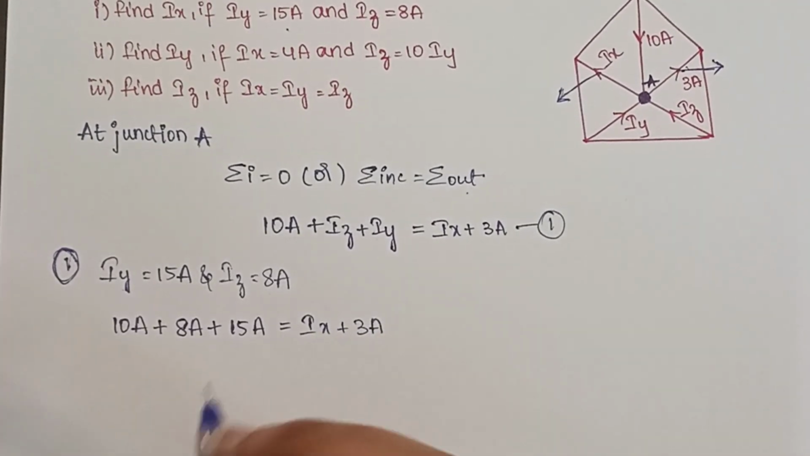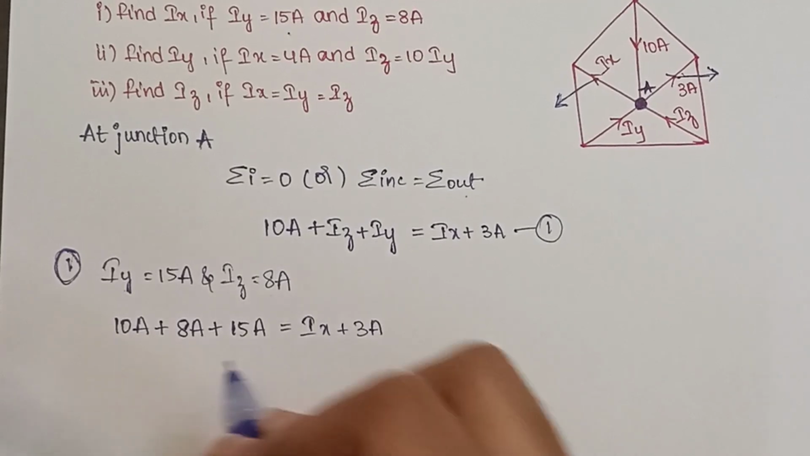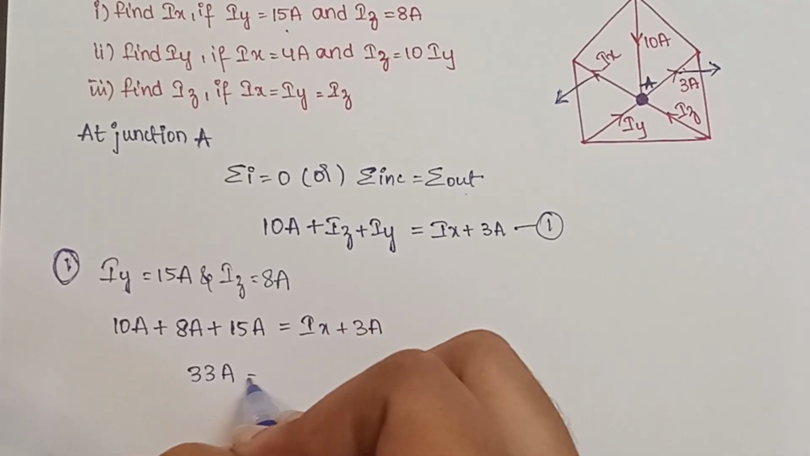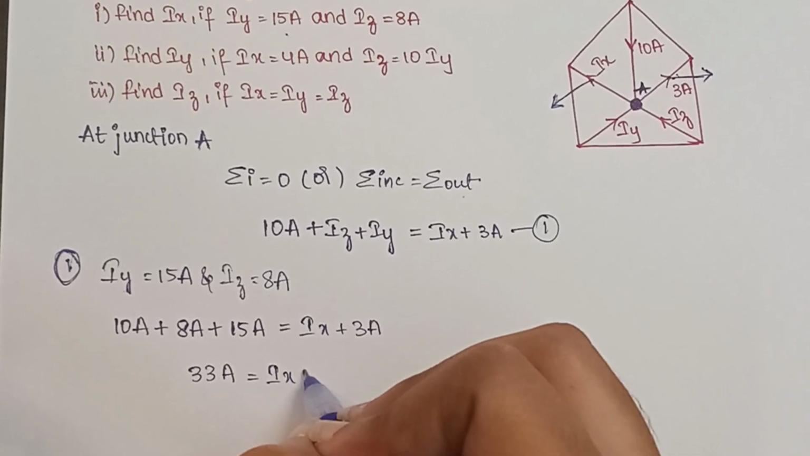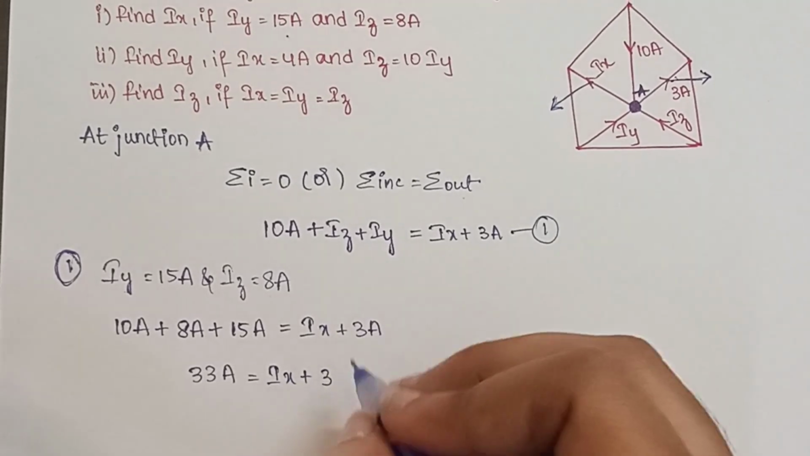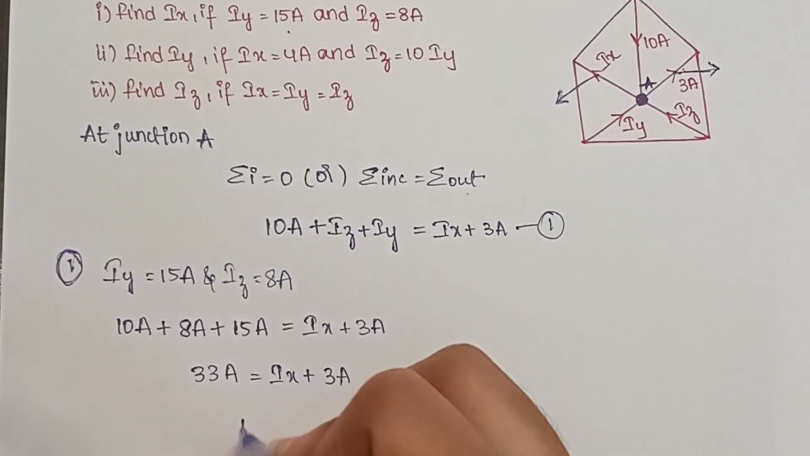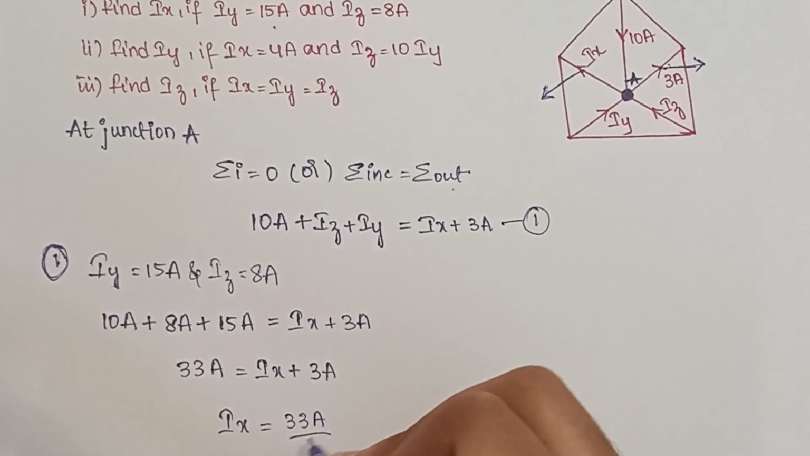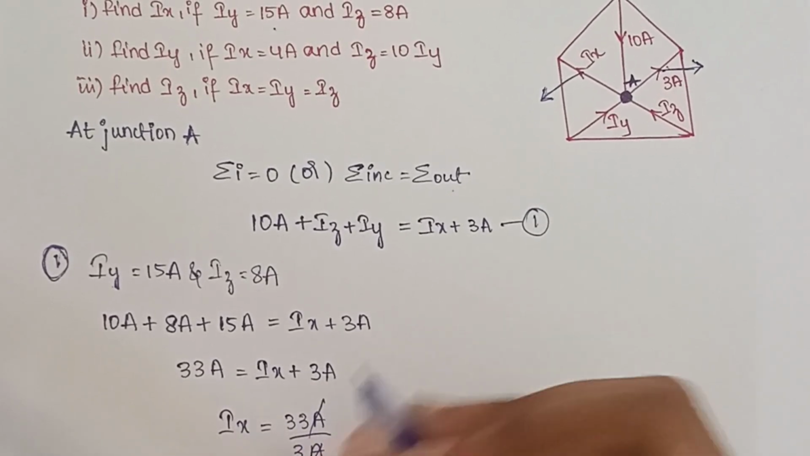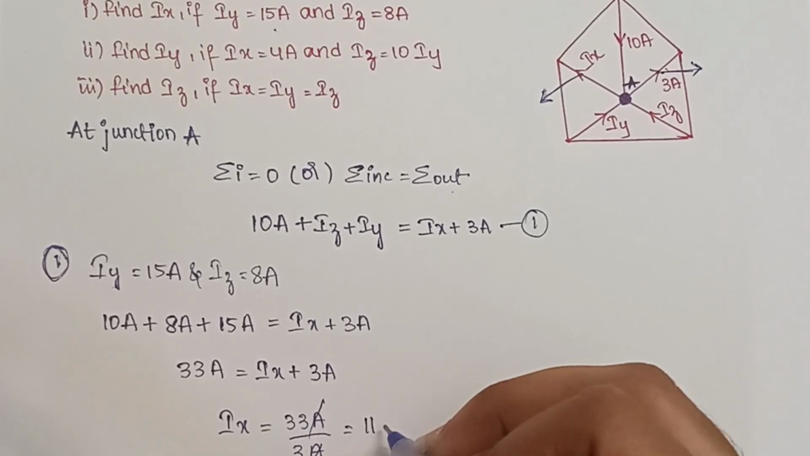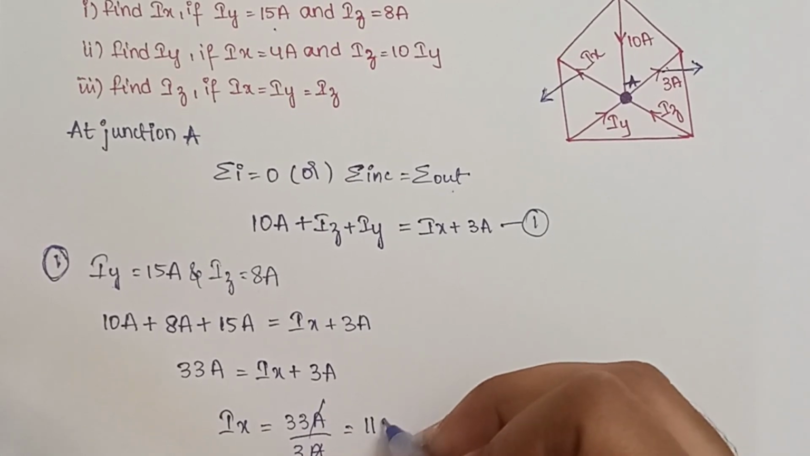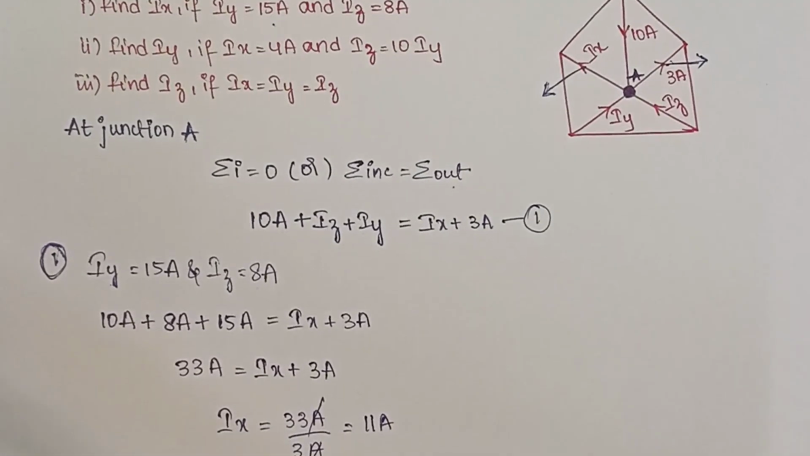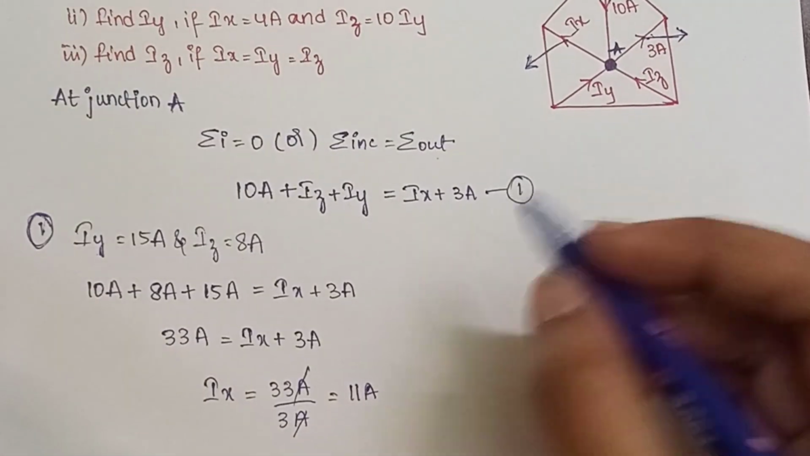So if we solve this part, we will get 33 amperes is equal to Ix plus 3, and then Ix will be 33 amperes by 3 amperes. So ampere will be cancelled and you will get 11 amperes of current here. Right, Ix is equal to 11 amperes of current. So your Ix will be 11.